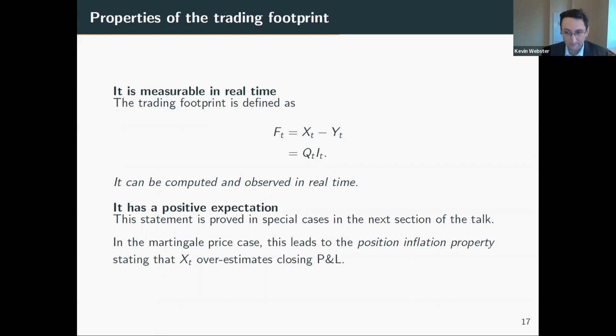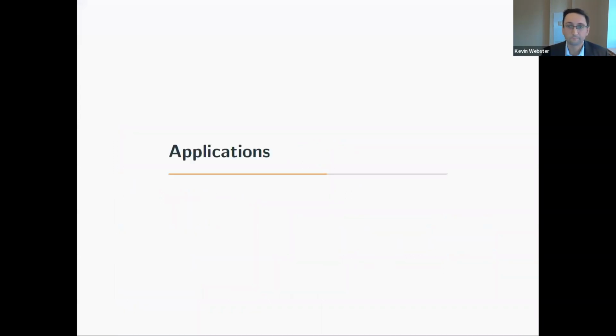The second statement is the one that I'm going to try to prove in the next section, which is that this quantity on average is positive. Again, it depends on certain assumptions. Under certain conditions, you can even show that it's almost surely positive, but in general, it's only positive in expectation. And so that's going to be the reason why accounting P&L will be biased.